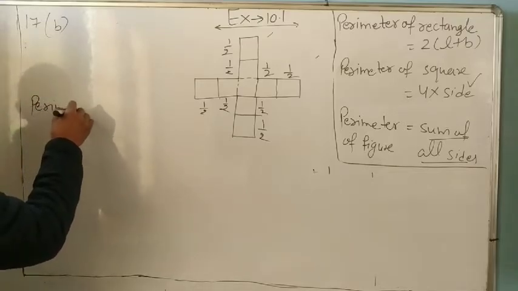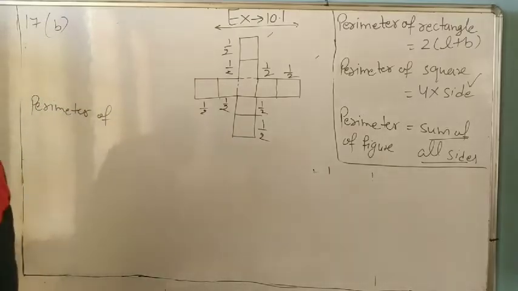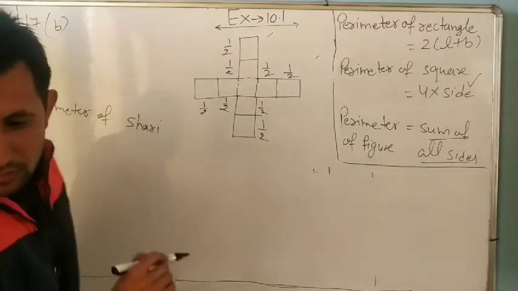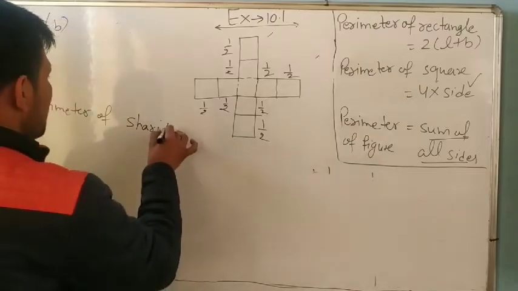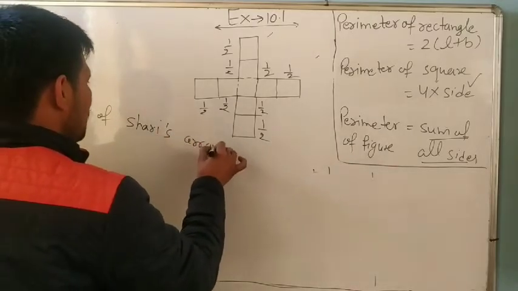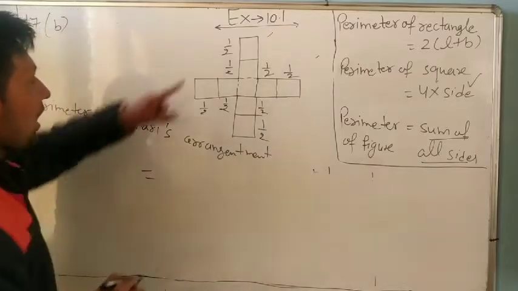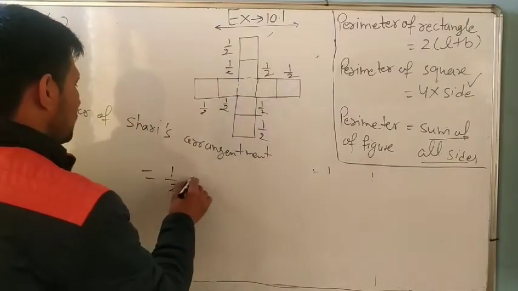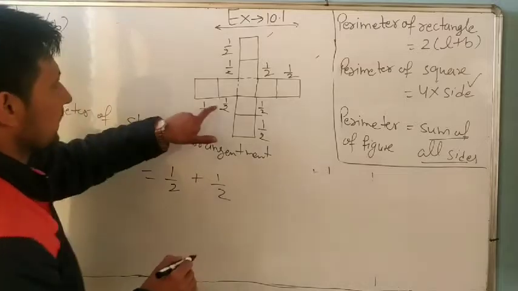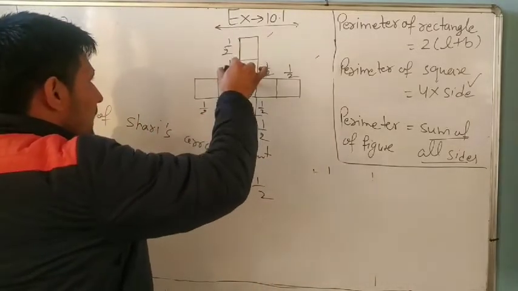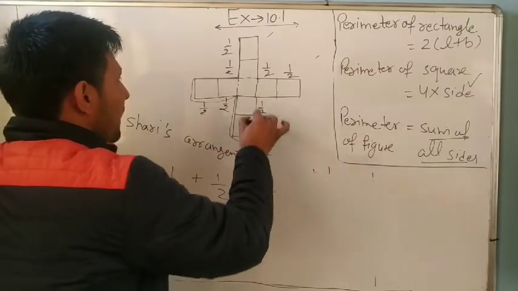Perimeter of series arrangement. How much? Half plus half, 1 by 2 plus 1 by 2, 1 by 2. Because what is perimeter? Perimeter is the total length of the outer boundary.